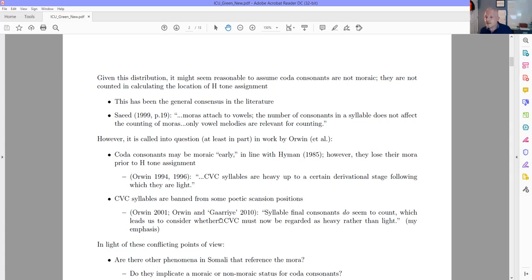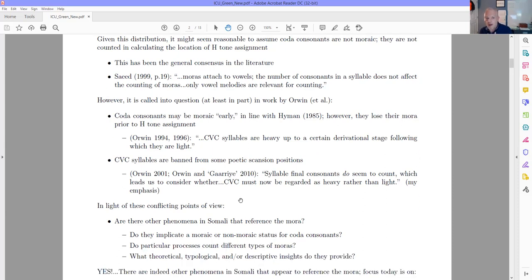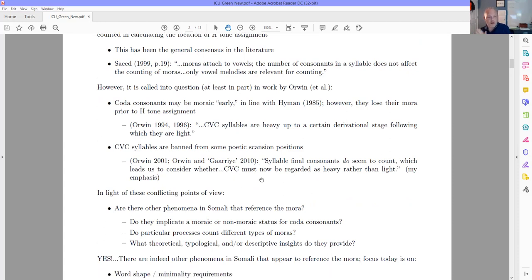In John Saeed's 1999 reference grammar, which is essentially the one that everyone references, he says that moras are attached to vowels, the number of consonants in a syllable does not affect the counting of moras, and only vowel melodies are relevant for counting. But there's really reason to call this into question, and that's what Martin Orwin and his colleagues did a little while around that same time. Orwin says that coda consonants may be moraic, quote unquote, early, which would be in line with Larry Hyman's take on moras. However, they lose their mora prior to high tone assignment.